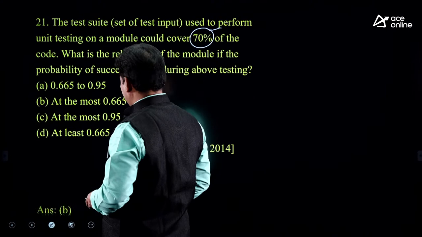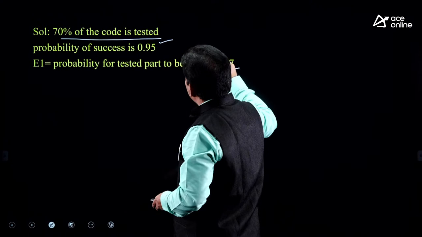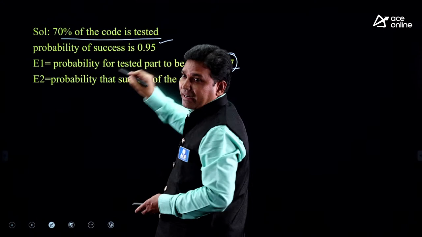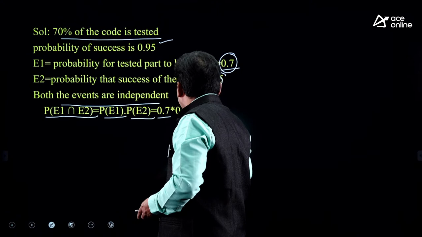So, the answer here is 70% of the code is tested. The stress testing probability for the tested part of the ASP code is 0.7. Then success is what here? 0.95, right? Then both events are independent. So, probability of E1 intersection E2 is probability of E1 into probability of E2, 0.7 into 0.95, which is 0.665. So, what is the answer here?